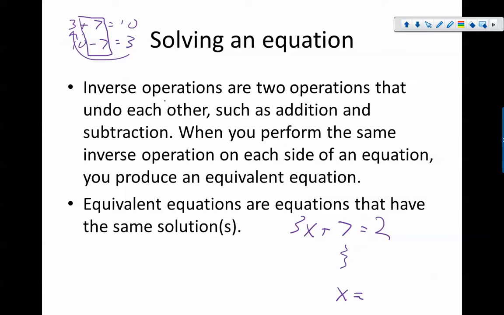Multiplication and division, same thing. They undo each other. 3 times 6 is 18, but 18 divided by 6 is 3. I can undo a multiply by 6 by dividing by 6.